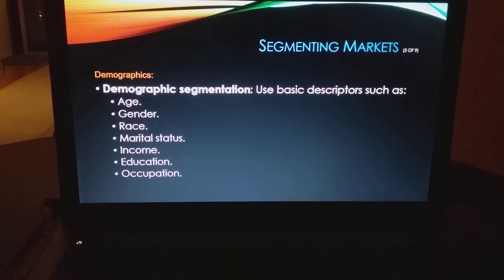Okay, so demographics. Again, just to review what demographics are. It's an objective way to measure a population. We look at age, gender, race, marital status, income, education, and occupation. That's how you divide the market in terms of demographics. But demographics don't tell the whole story about a person.